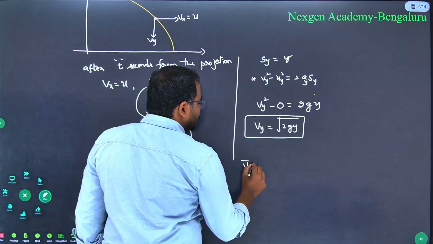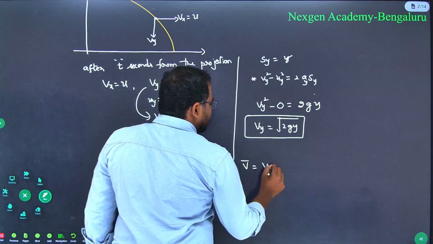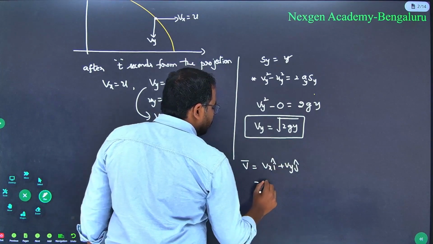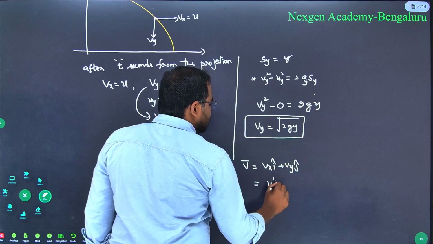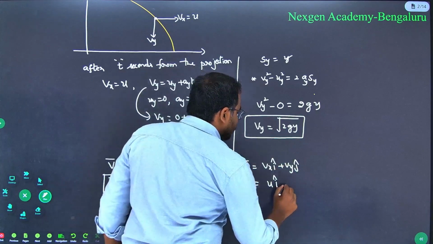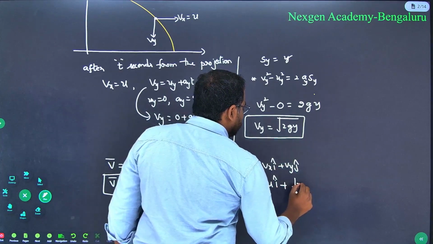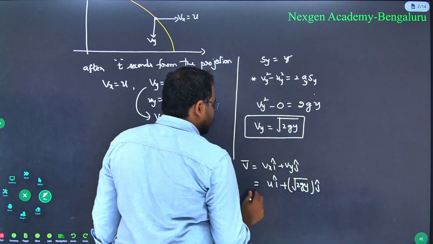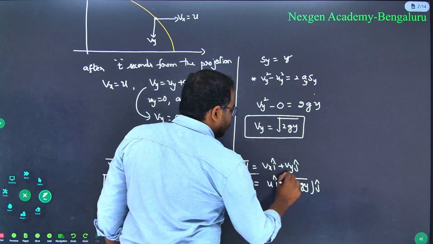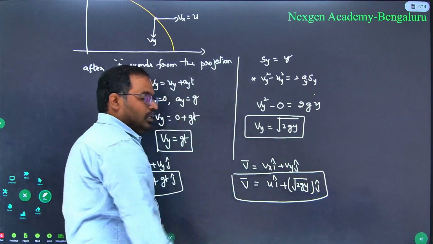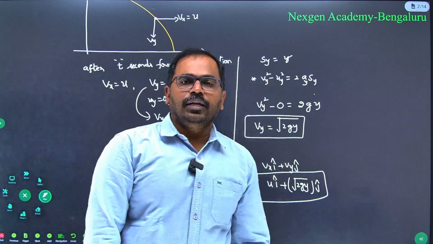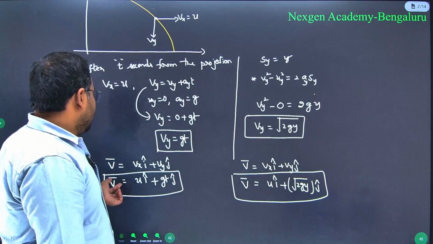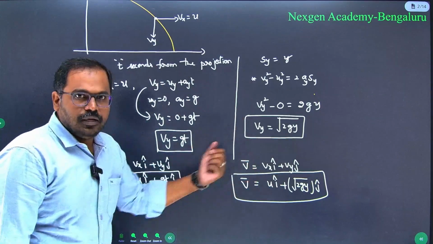V bar is equal to Vx i cap plus Vy j cap. This is equal to u i cap, no change in the horizontal component, plus this one is square root of 2gy into j cap direction. So this is the expression for the velocity of a horizontal projectile. Velocity of a horizontal projectile is given in terms of what? Time, in terms of displacement.